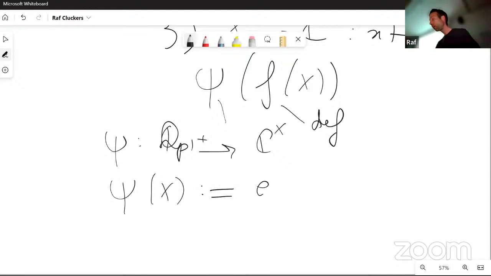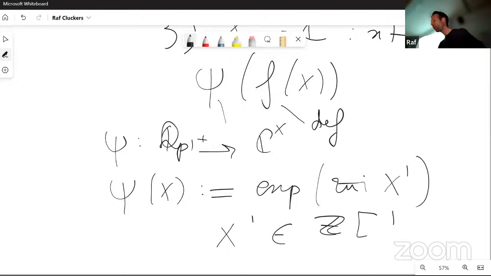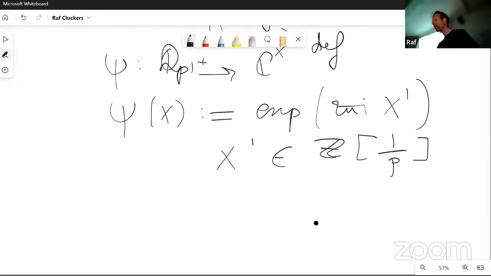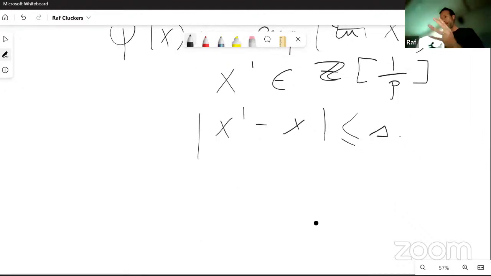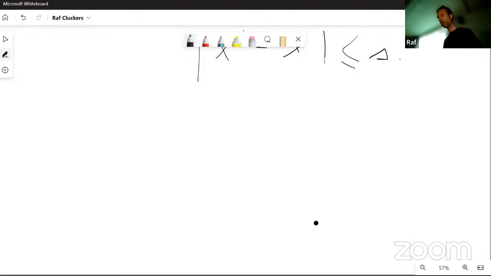For a p-adic number, you can choose it to be the complex exponential e^(2πi x'), where x' lives in Z with the prime inverted and approximates x rather well. So the p-adic norm is at most 1. If you approximate x by a rational number in this ring, this gives a well-defined complex number, and that gives an additive character. All other characters are multiples of this one, so you can take this choice or any other choice. It's not of a big difference right now what you choose exactly.